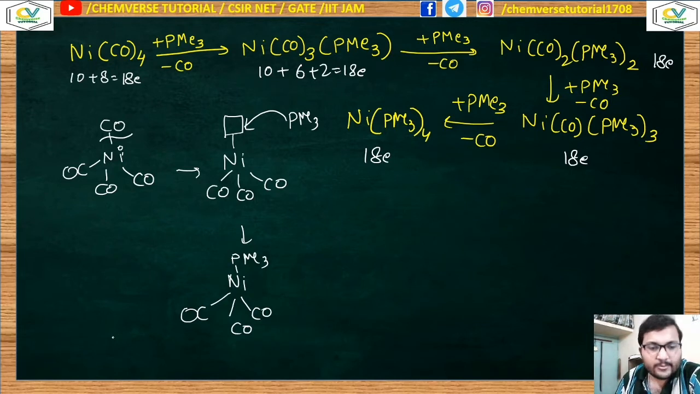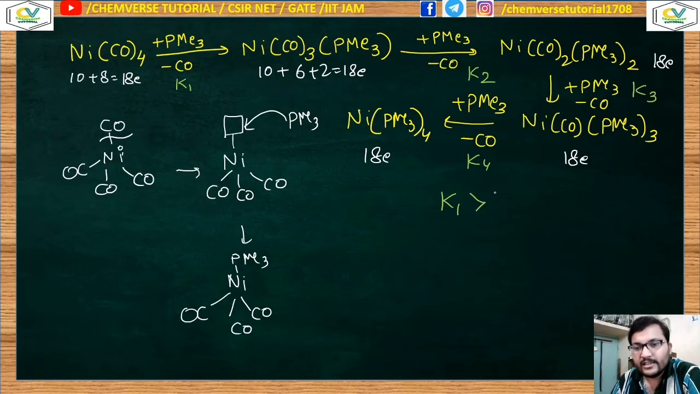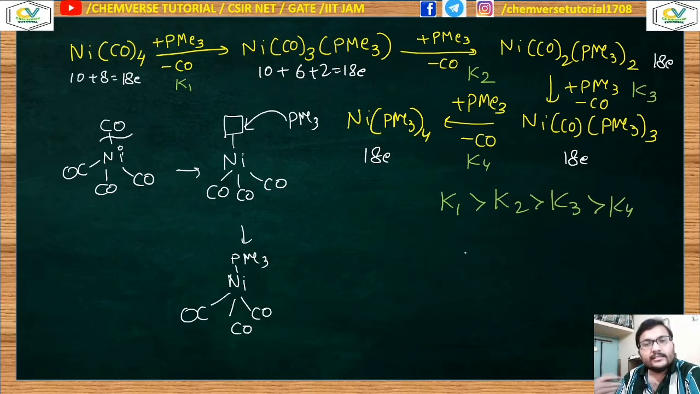Now one interesting feature we can see here is that if the rate constant of the first step is K1, the second step is K2, for the third step K3 and K4, we can see that K1 has the highest value of the rate constant, greater than K2, greater than K3, greater than K4. It suggests that as more and more substitution occurs, the difficulty of the substitution increases. That is why the rate constant decreases. Now the reaction is becoming less and less facile. Now why do we find this kind of observation here?